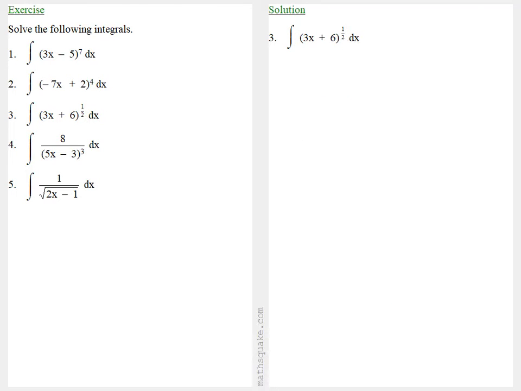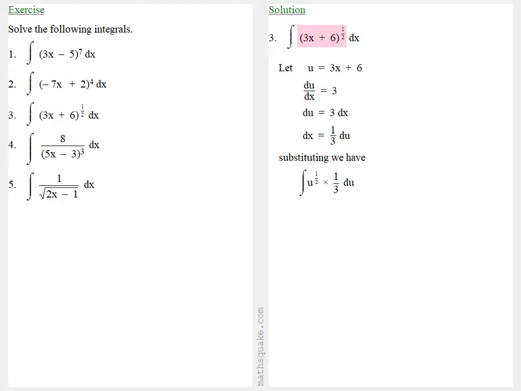Now in number 3, we're asked to integrate (3x + 6)^(1/2) dx. Again, let the expression inside the bracket be represented by a single letter, so u = 3x + 6, in which case du/dx is equal to 3, and if we multiply by dx, du = 3 dx, or dx = 1/3 du.